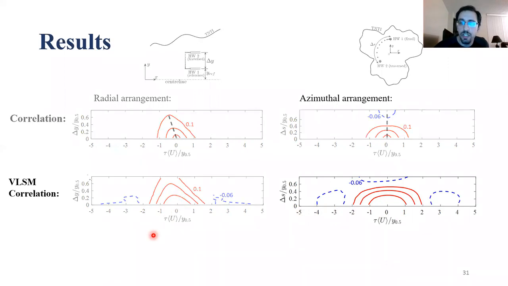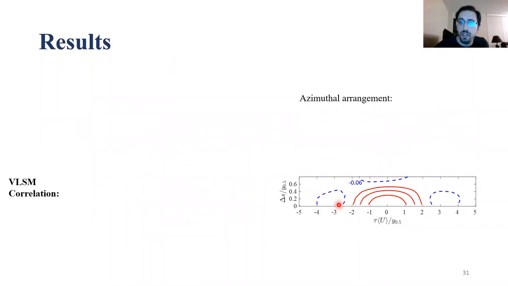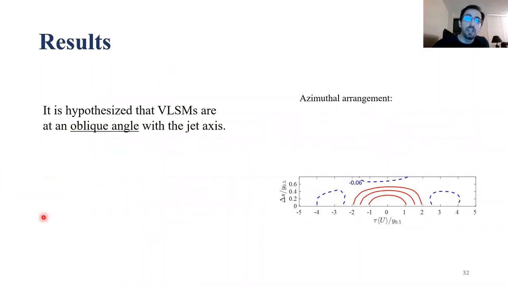So now if I just focus on the azimuthal measurements and the VLSM correlation, based on this observation, we hypothesized that the VLSMs have to be at an oblique angle with the jet axis to be able to create these negative correlation lobes alongside the streamwise direction.